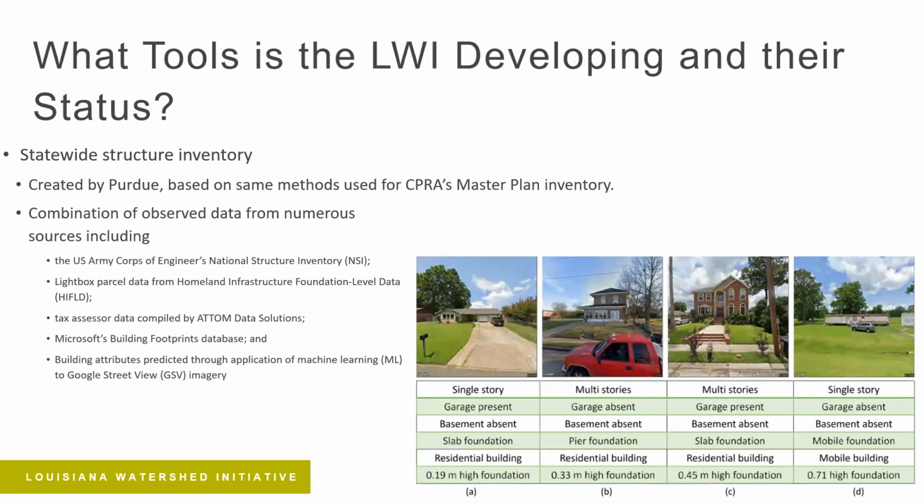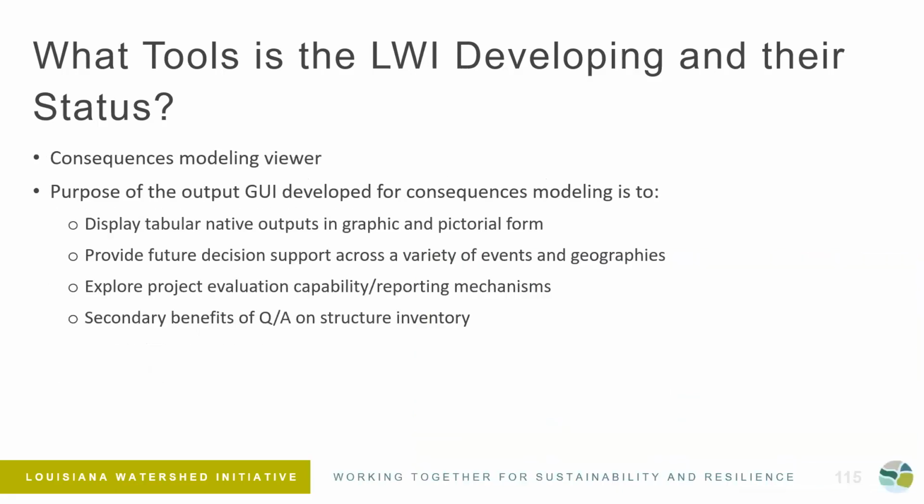And what you see on the right is that our partners at Purdue University trained a machine learning algorithm to go through Google Street View data, recognize the type of structure, its first floor elevation, and some other attributes about it that allow you to get at the data you're missing if you don't have, say, elevation certificates. What will result is a statewide structure inventory that's much more robust than anything we've had in the past. It will also be subject, I'm sure, to many revisions as better data becomes available.